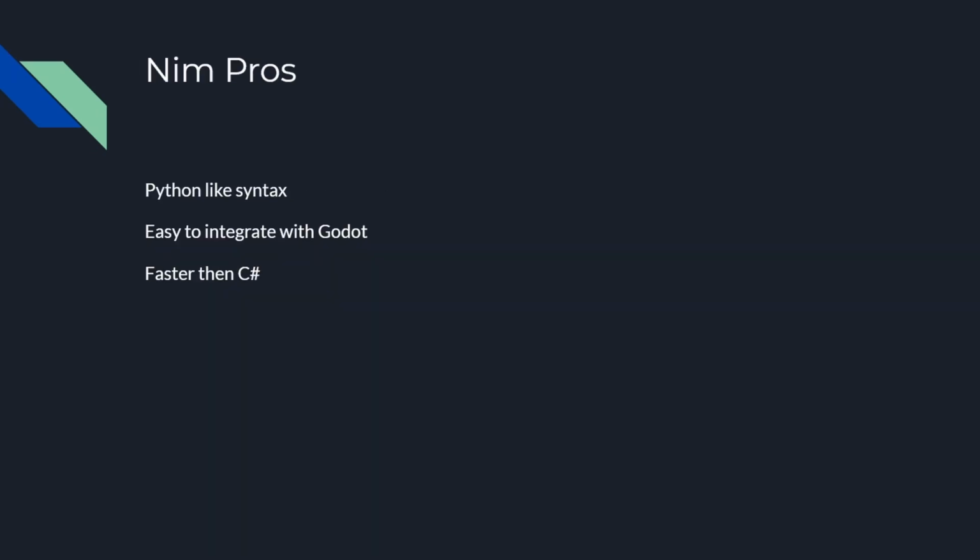Moving over to Nim, the Godot Nim bindings are created by Pragmagic, which is a small group of people that are trying to bring Nim over to Godot. One of the big advantages is that it has a Python-like syntax. It's super easy to integrate with Godot, in the sense that compared to C++, where you have to deal with a lot of files and a lot of things, Nim is a lot simpler to deal with, and it's faster than C#, which is a pretty big advantage over some other languages out there.